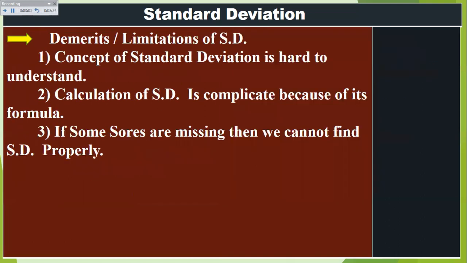Let us discuss some demerits or limitations. The concept of standard deviation is a little bit hard to understand because the formula of standard deviation is a little bit complicated, and due to the formula, the concept is a little hard to understand. If some scores are missing, then we cannot find the accurate standard deviation.